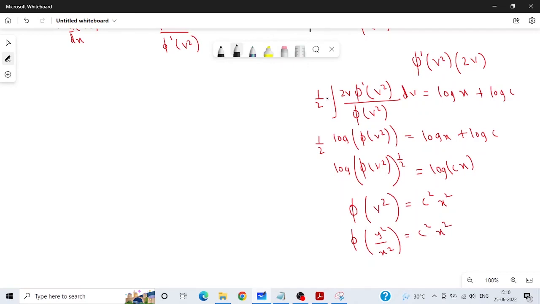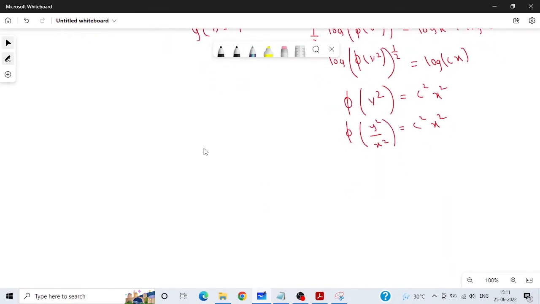So what is the initial condition given? It is given that y of 1 is equals to minus 1. So let's put x is equals to 1. So the value of y will be minus 1. Then what we get is phi of the y value, y square, which is going to be again 1. So it's 1 upon 1. It turns out to be 1 is equals to c square.